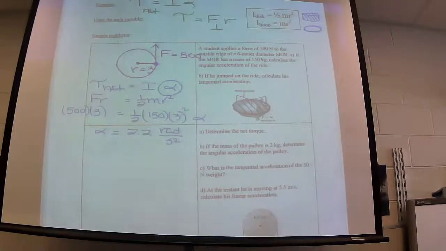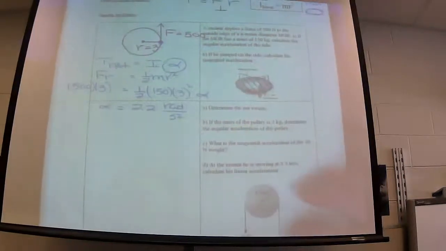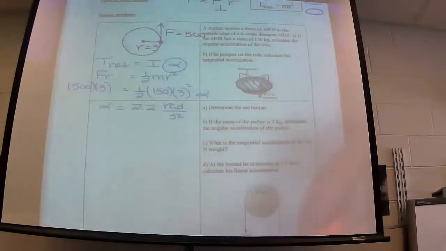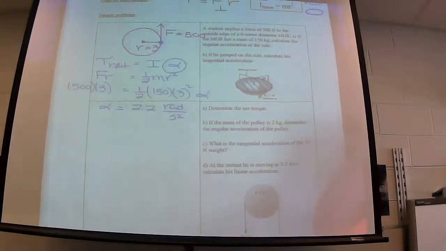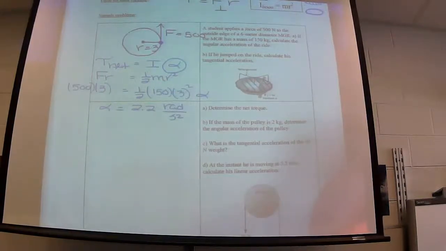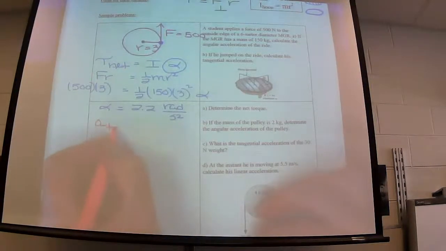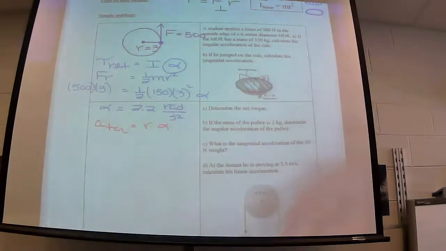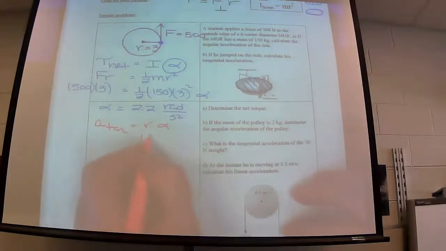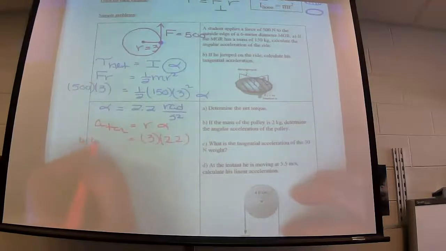Any ideas? Think yesterday. Oh, come on. Say that again, Zena? No, you just said it right. It's what? A tan equals R alpha. Good stuff. All right, 3 times 2.2, 6.6 meters per second squared.